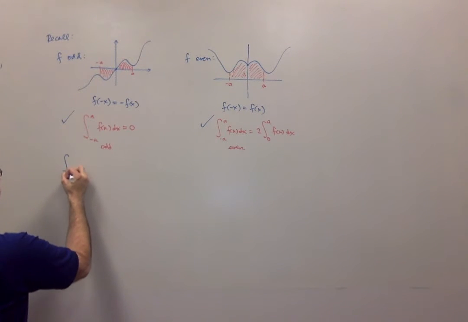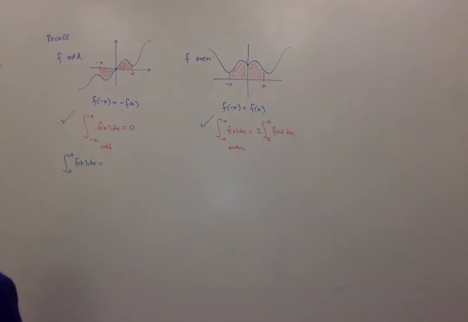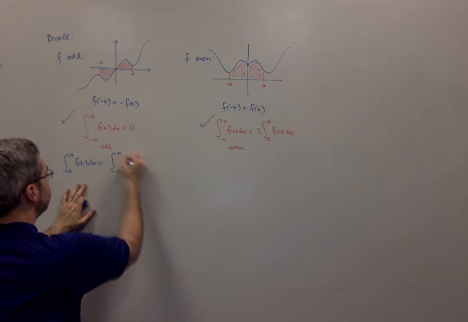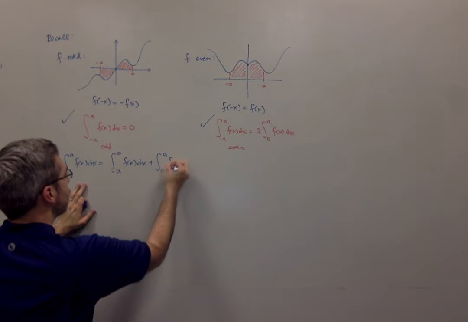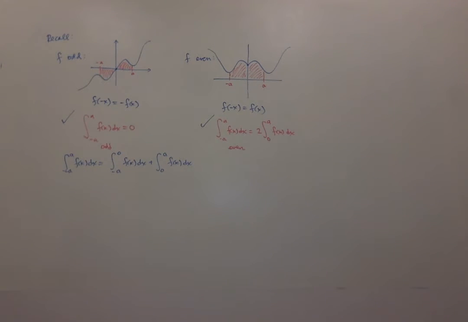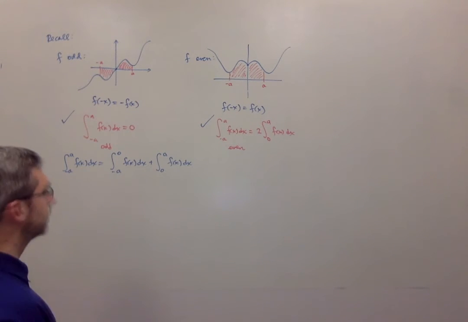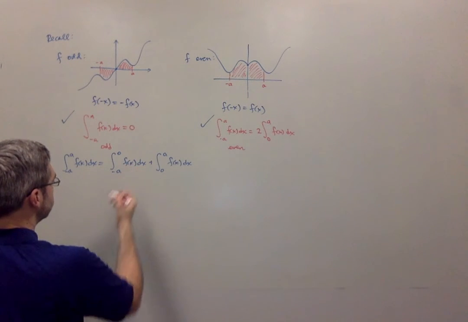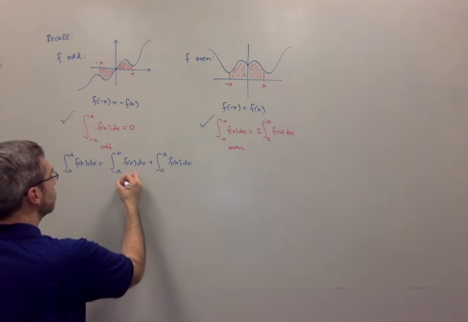Let's do the integral from negative a to a of a function. If I were to do this, what I'm going to do is split it and go from negative a to 0, and then from 0 to a. Okay. And then in this first integral, I'm going to do a substitution. Now you might wonder, why in the world would I do a substitution? Just roll with me here.